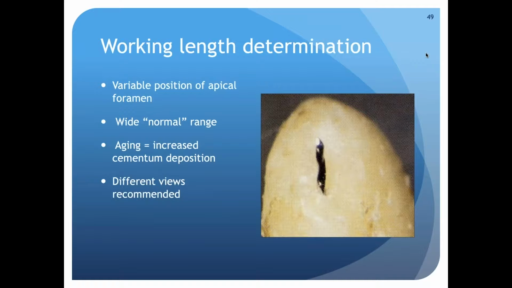So let's talk a little bit about working length determination. So working length can be very variable. So just using a radiograph to determine working length is not super accurate, especially as we get older. More cementum is deposited. That apex is not always right directly at the bottom of the root, as you can see in this photo here. So that root, that file is way out the apex, but on a radiograph, that may look like you still have your 1.5 millimeters. So different views are also recommended, different shots.